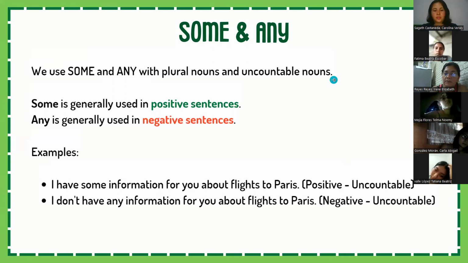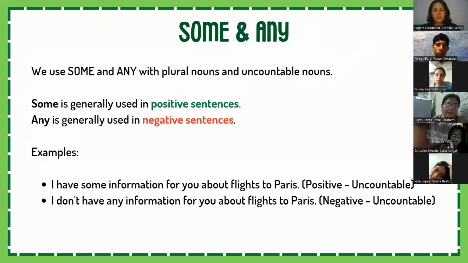So let's move on. Ahora vamos con some and any. Okay. ¿Ya han escuchado el uso de some and any? Yo creo que sí, no. Más o menos, algunos, right? So, we use some and any with plural nouns and with uncountable nouns. Some is generally used in positive sentences, o sea, some lo voy a usar casi únicamente para positivas. I want some sugar. I need some milk. Okay, and any is generally used in negatives or in questions. Examples: I have some information about your flight to Paris.